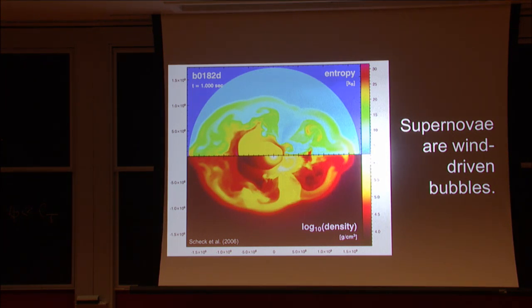But the energies are low. Every time you do these calculations, the energies are low. The neutrino energies are a few times 10 to the 50, maybe 5 times 10 to the 50, maybe 10 to the 51. Maybe. But we see explosions that are much more energetic than that.